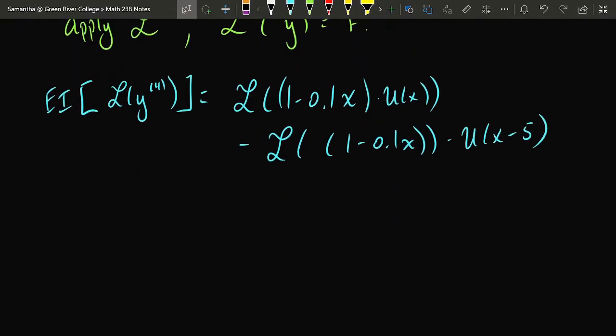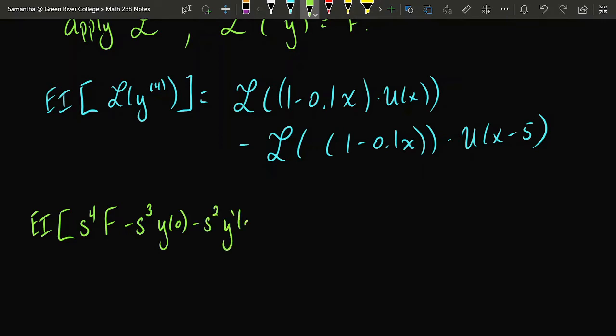Now on the left side, we can write down an expression for the Laplace transform of the fourth derivative. I'll start by taking 4 powers of s multiplied by capital F, then 3 powers of s multiplied by y of 0, then 2 powers multiplied by y prime, then 1 power by y double prime, and then no powers by y triple prime.